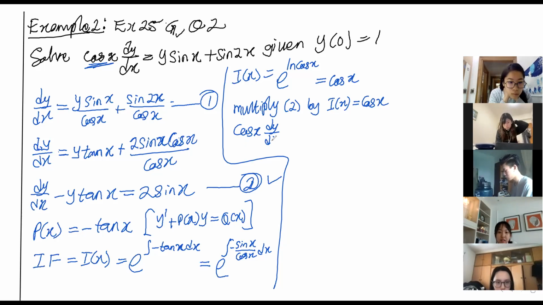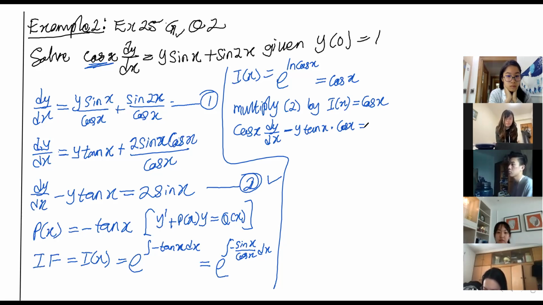Good. Times dy dx, because you don't want to put it in front. Then minus y tan x times cos x. Good. That's what I want to hear. Don't do what you're not asked. Take it one step at a time. Is equal to? 2 sine x times cos x. Good. Nakita, take it from there.